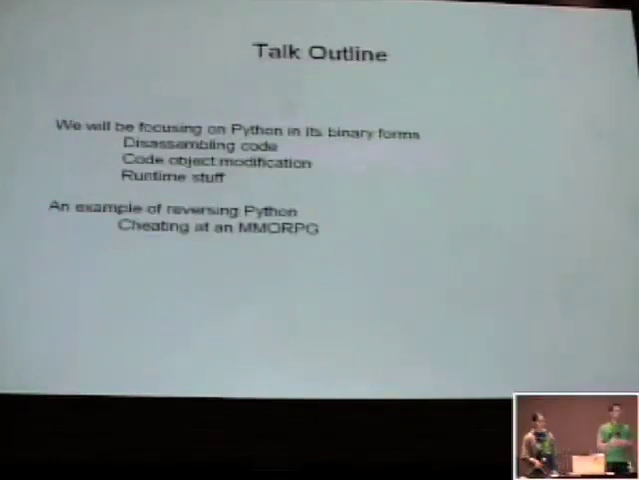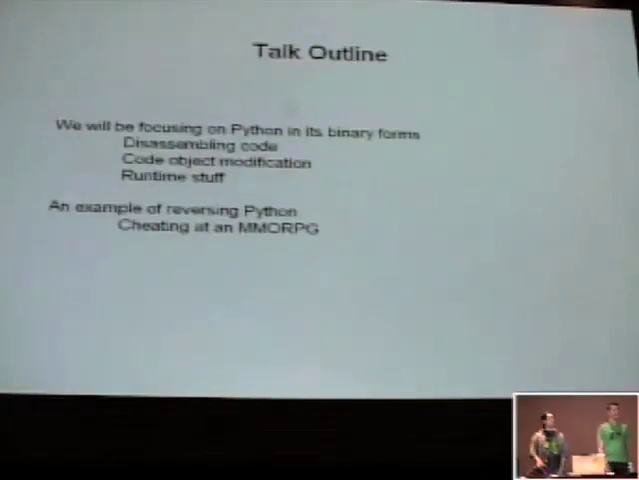Quick outline of the talk. We're going to deal with Python, as you all know, an interpreted language. You write the source and you assume that people release it via source, but there's a few different ways that you can release it in binary form. And we're going to have a full case study on how you can cheat in one of those massively multiplayer online role-playing games. We have a bunch of videos for that.